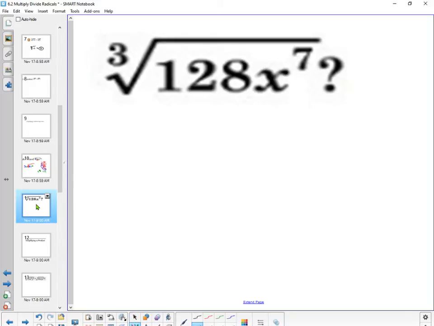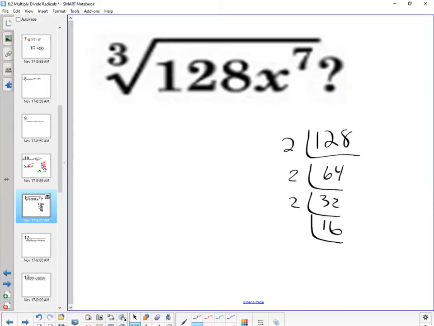Let's get back to this power line here. Let's start by breaking down the 128. What's the smallest prime you want to use? 2. 64. Half of that, 32. Half of that. Half of that. And half of that. And I think I'm done.